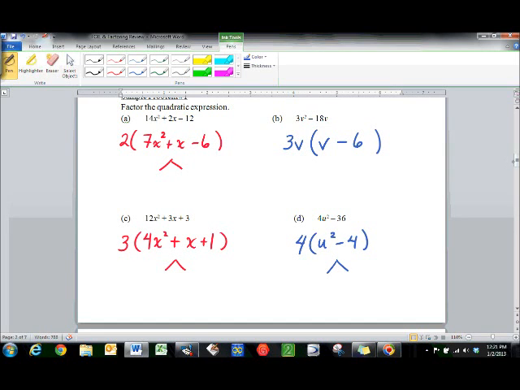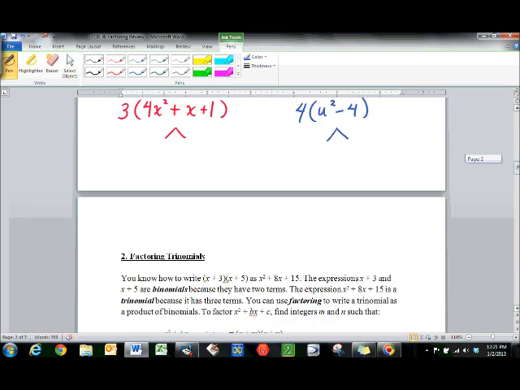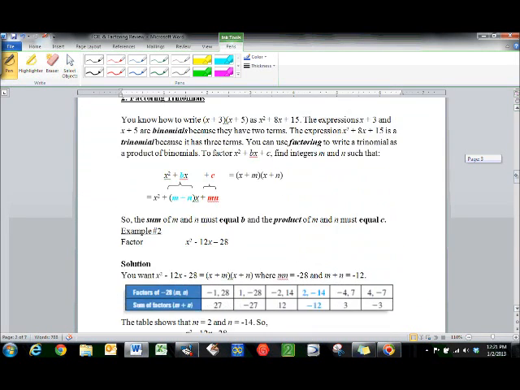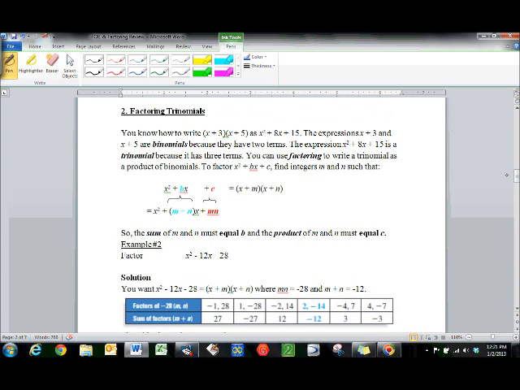Now, let's move into something that's a little bit more difficult, factoring trinomials. Now, in the process of factoring trinomials, assuming that we cannot factor out a common monomial first, we are going to have to break a trinomial up into two smaller binomial parts.